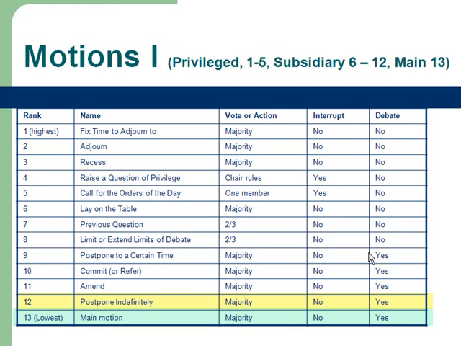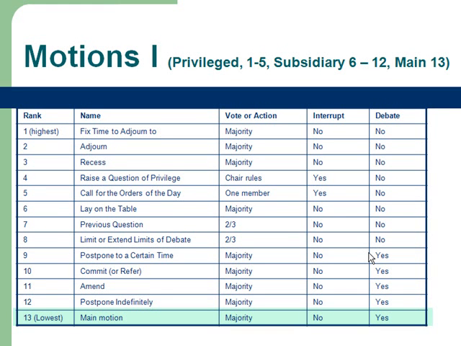So the motion to postpone indefinitely is voted on and fails. And say someone gets recognized by the chair, and they make the motion to amend. Well, it is of a higher rank. Therefore, to amend will take precedence over postpone indefinitely and the original main motion.